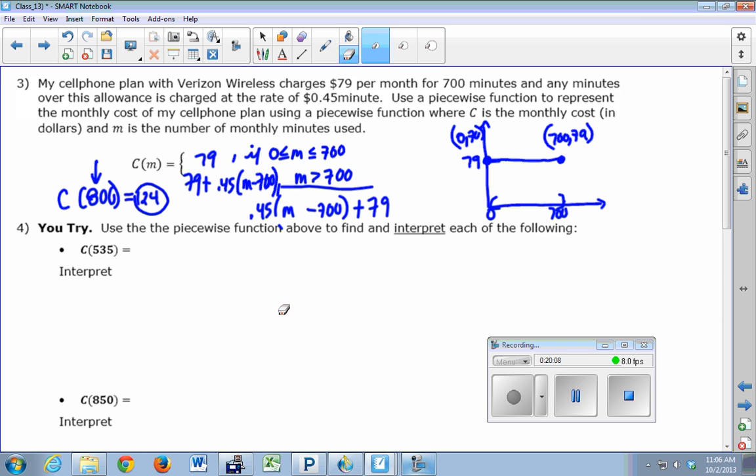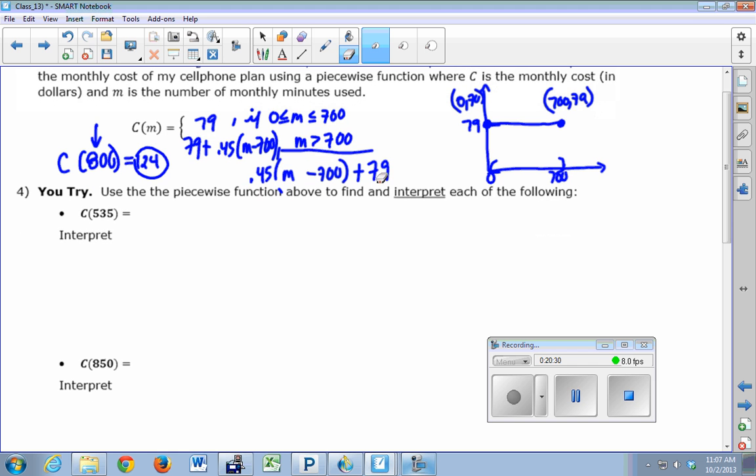Mary? No, I would leave it just like that. That's what I would do, but if you want to simplify it, you could. The reason I'd leave it like that is I get to see how this 79 comes into play, but you could simplify it. I wouldn't mark it wrong if you simplified it. In other words, if you distributed the 0.45 and then added your like terms, that would be fine. All right. So this is how we write it.